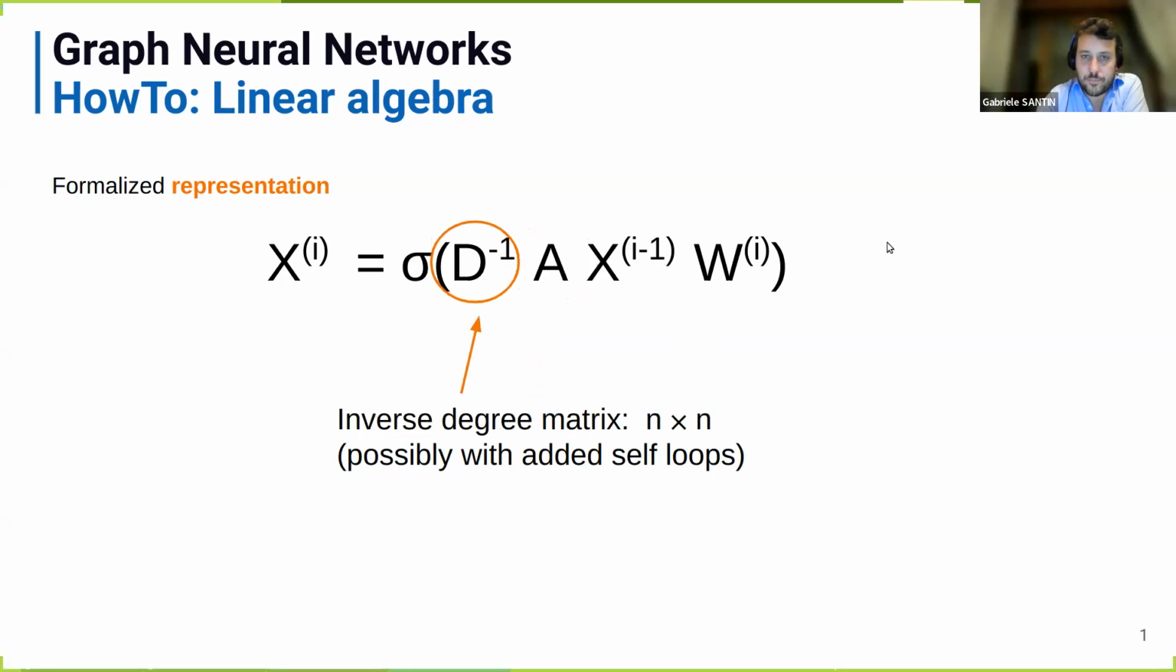Okay, and then we can think, so this is just an example of a network. We may think about normalizing by the inverse degree matrix, and this will give independence of the degree, so on the number of elements in the neighborhood.